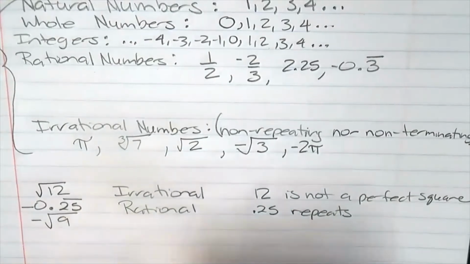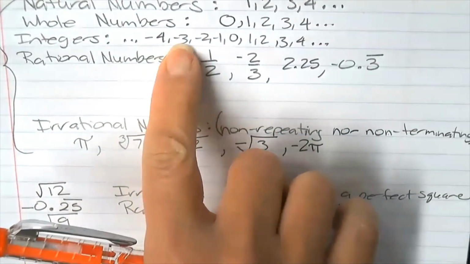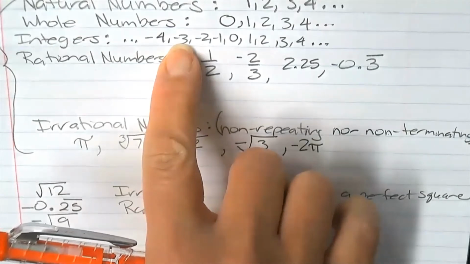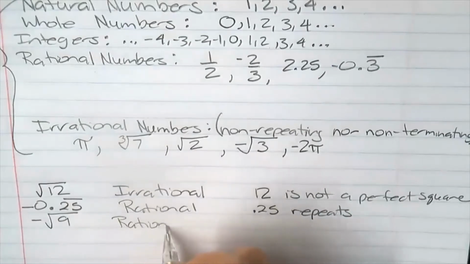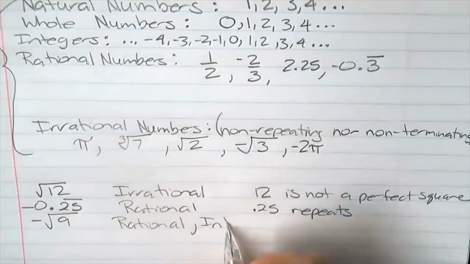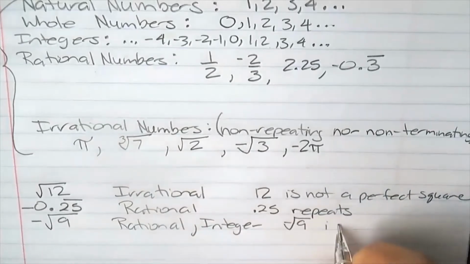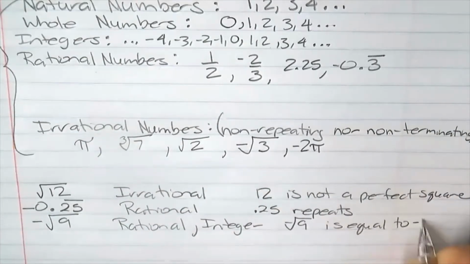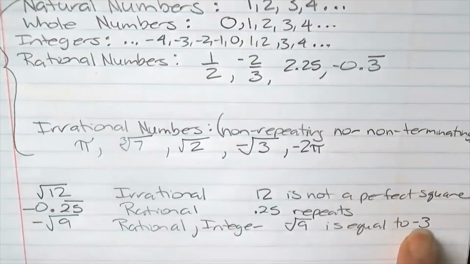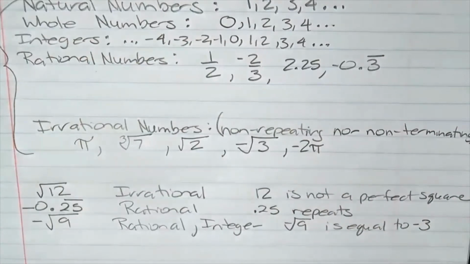Negative the square root of 9. Negative the square root of 9 is going to be negative 3. So negative 3, this is rational, and it's an integer, because the square root of 9 is equal to 3. And negative 3, right here, is an integer and it's rational.